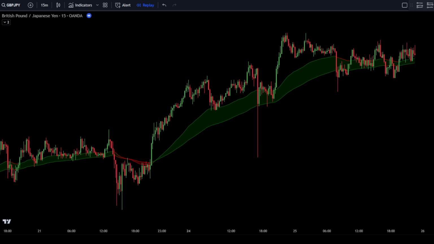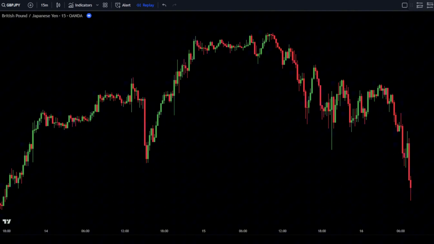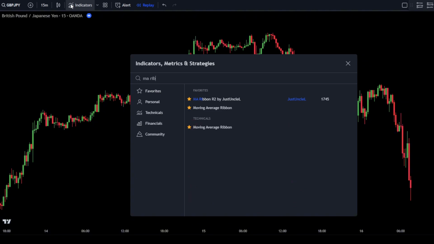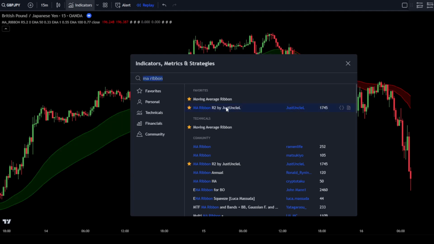The first step is to open your Tradingview app. We will demonstrate how to use this trading strategy on 15-minute forex trading. Now, you can go to the Indicator Search tab. In the Indicator Search tab, type MA ribbon. Then, simply select the MA ribbon indicator by just Uncle L.